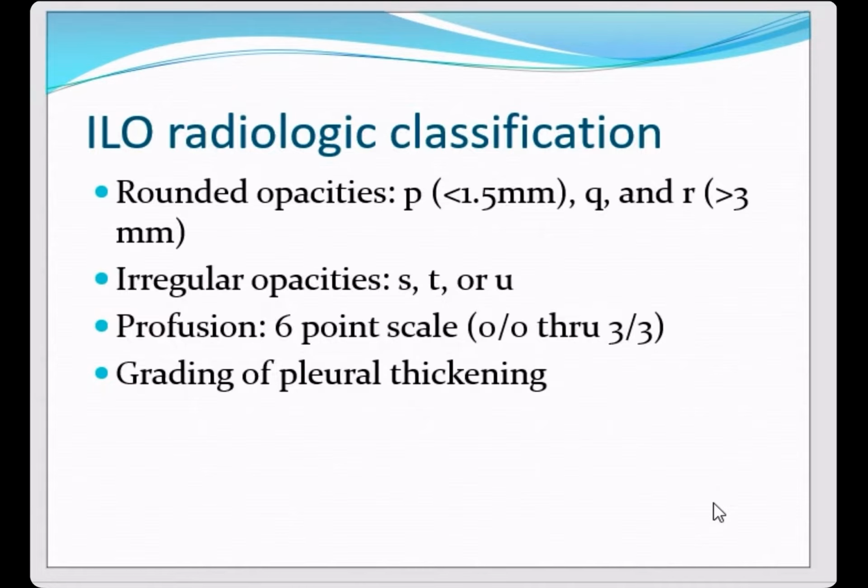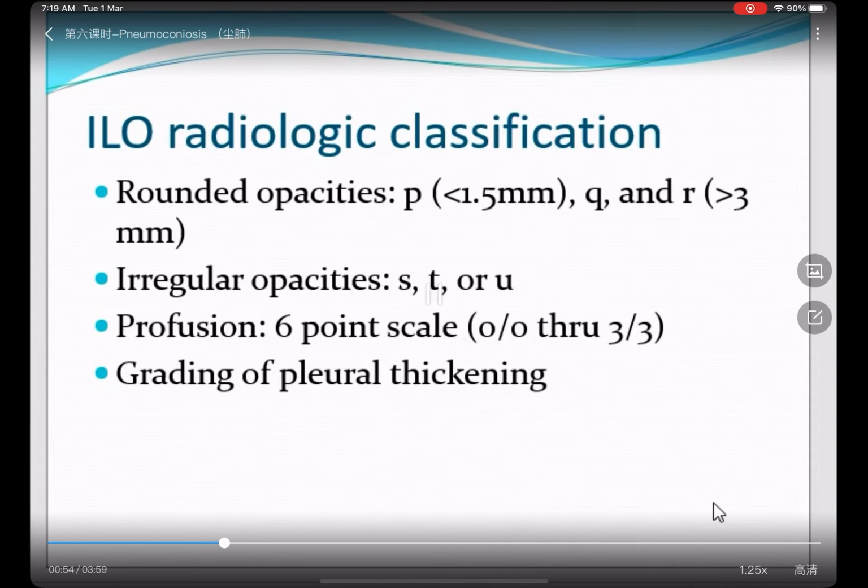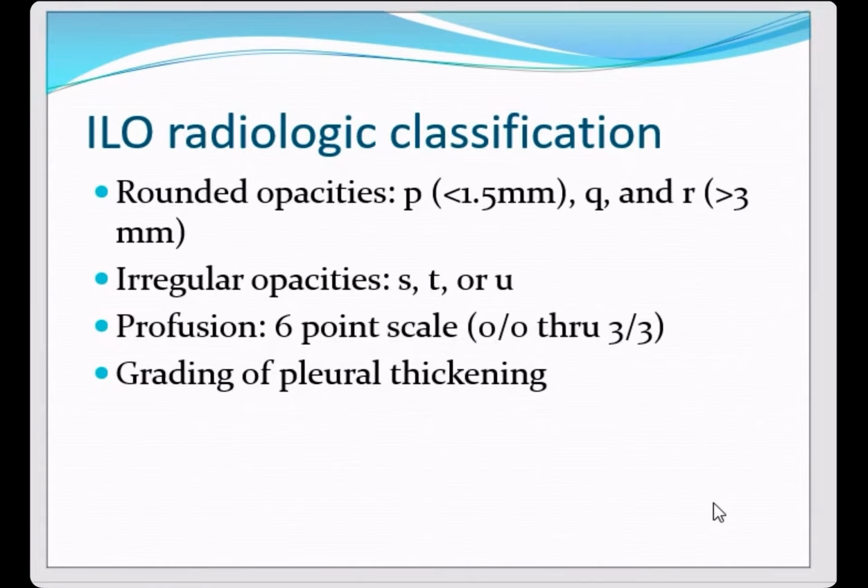So when they talk about how many nodules are in a patient, they say how many P nodules, how many Q, and how many R nodules.